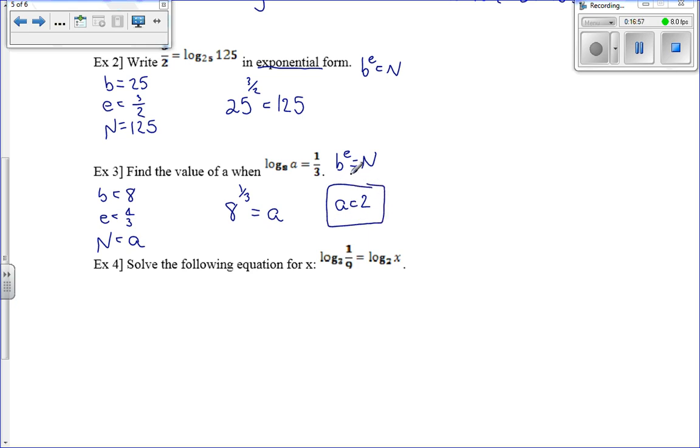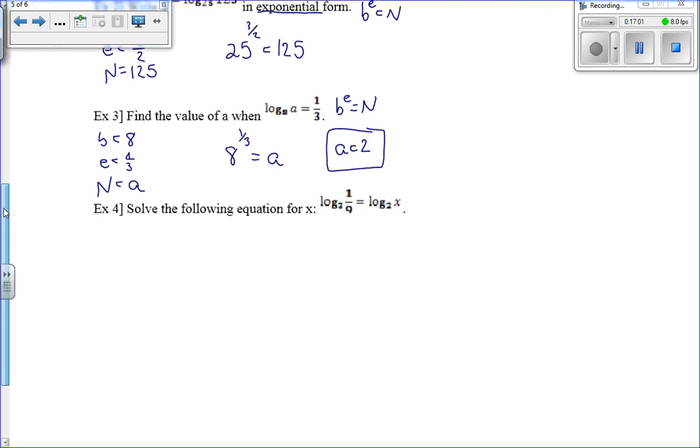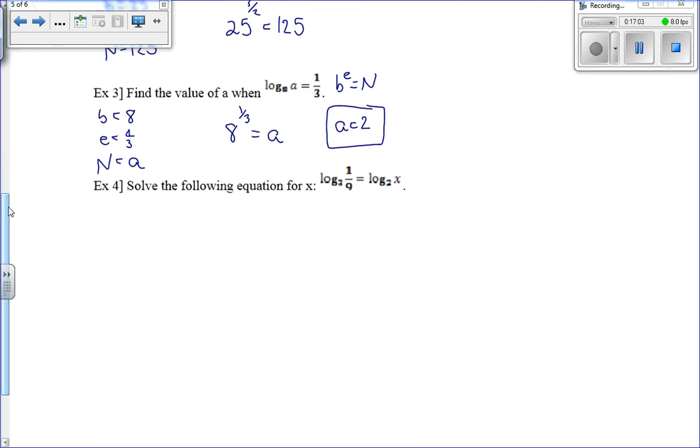As you can see, logs and exponents are related and they go hand in hand. Solve the following equation for x. We have log base 2 of 1/9 equals log base 2 of x. Actually, this should be log base 3. It's a typo, sorry about that. So log base 3 of 1/9 equals log base 2 of x.